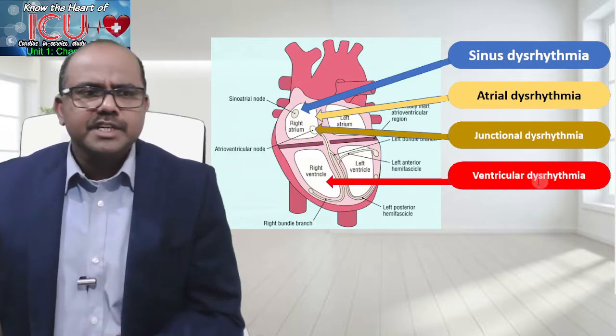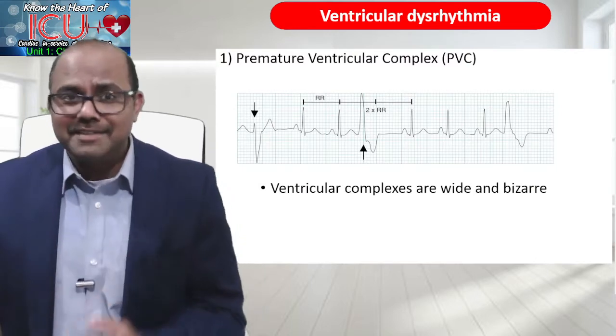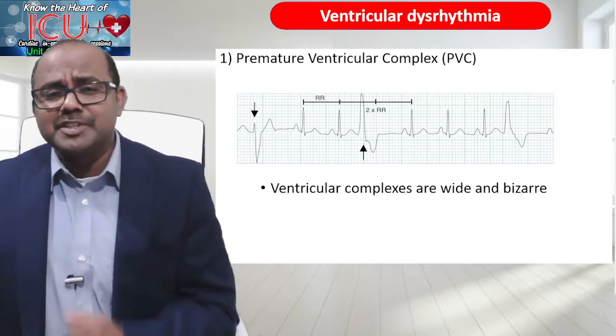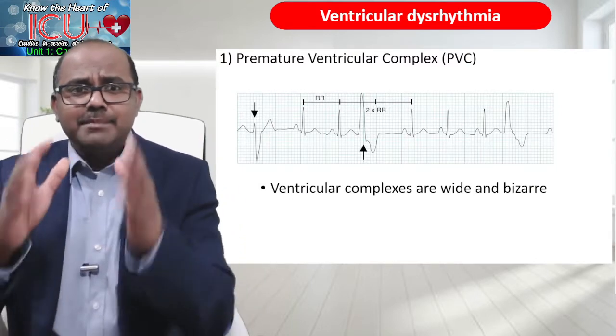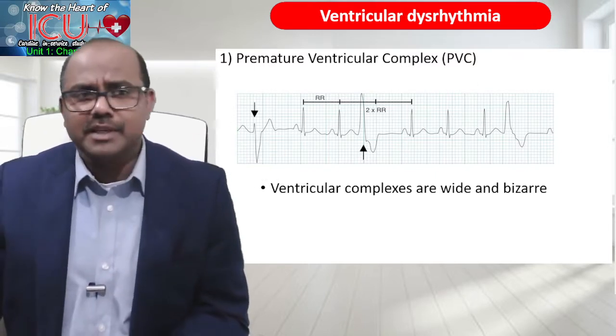So the next one is ventricular dysrhythmia. You're done. You're finished. You can blindly pick the ventricular dysrhythmia. You know the premature ventricular complex? A wide bizarre complex in between a normal rhythm. That's your premature ventricular complex.